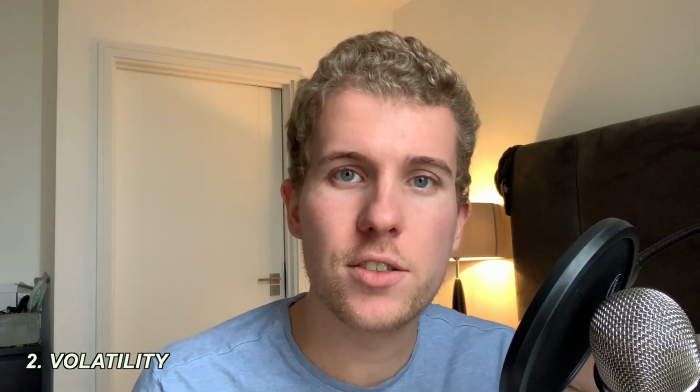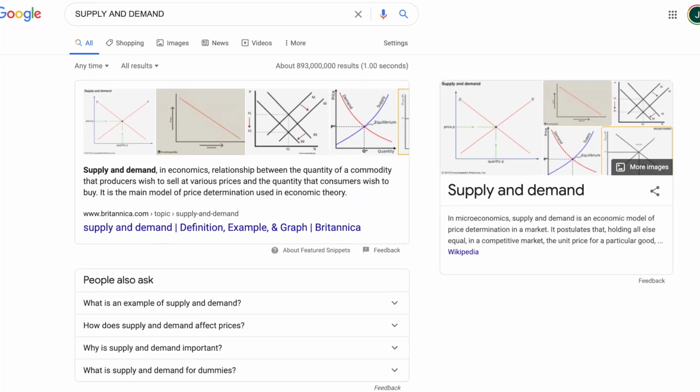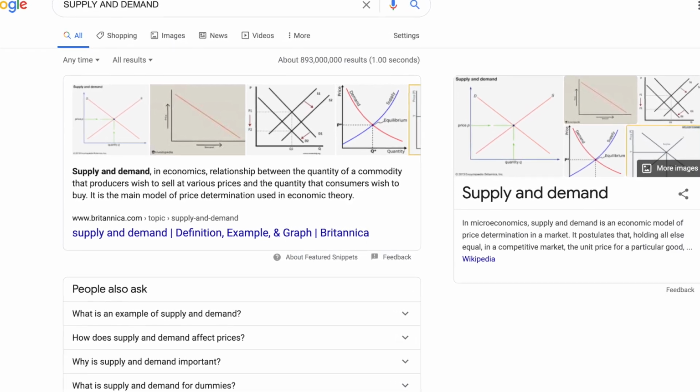So we covered the first factor, which is the time to expiration. And now let's cover the other factor, which is the volatility. Well, think about the volatility as the supply and demand. I'm sure you remember those economic classes that you probably have taken where we talk about supply and demand.